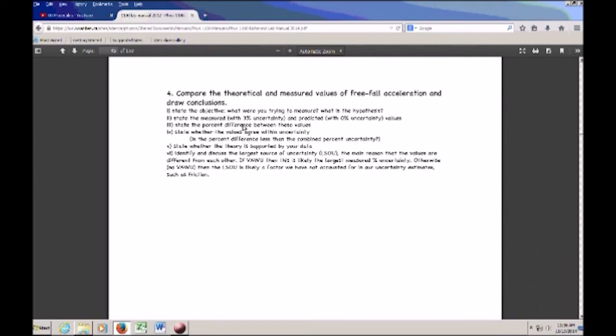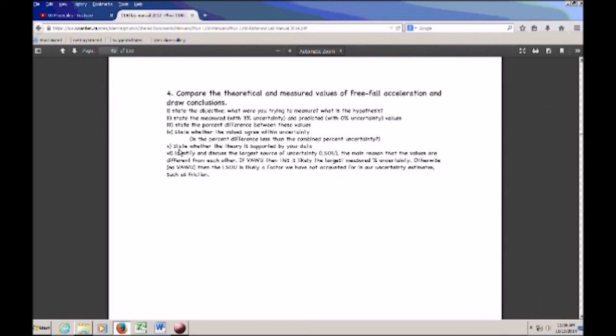So you look at your percent difference and you decide whether it's less than the combined uncertainty of these two numbers. If it's less than the sum of these two, then you say my values agreed with an uncertainty. And if it's not, you say my values did not agree with an uncertainty. And it's a good idea to write down your logic, just to say because this number is less than the sum of these two numbers.